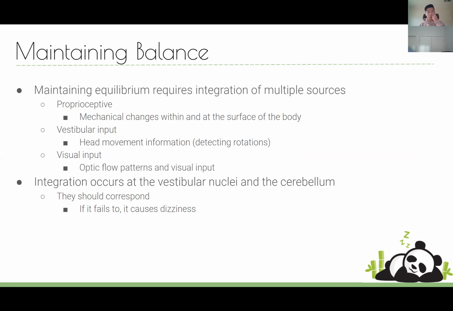Okay, so talking about maintaining balance in general. To maintain balance, there are multiple sources: proprioceptive, vestibular, and visual inputs. Proprioceptive inputs look at the mechanical changes in the body, vestibular inputs look at head movements, and visual inputs are basically how we see. These are interpreted by the vestibular nucleus and cerebellum, and if they fail or something is incongruent, it causes dizziness.